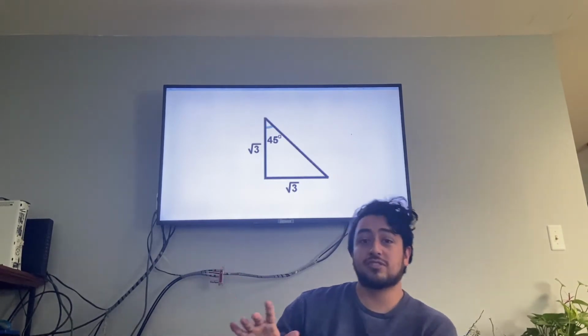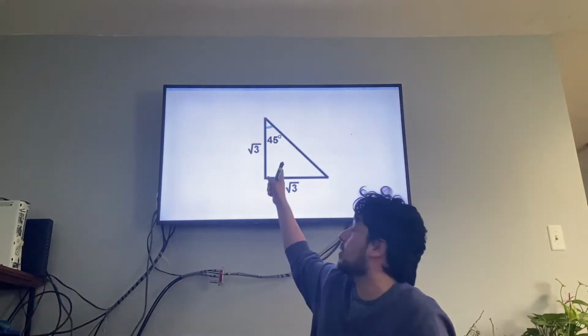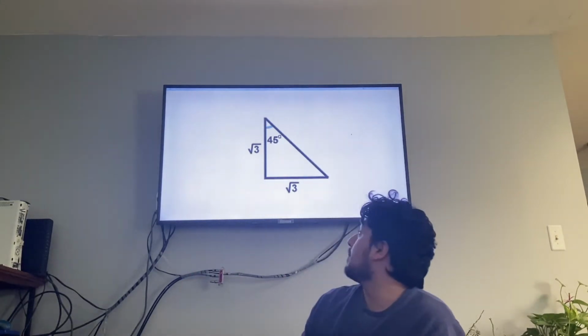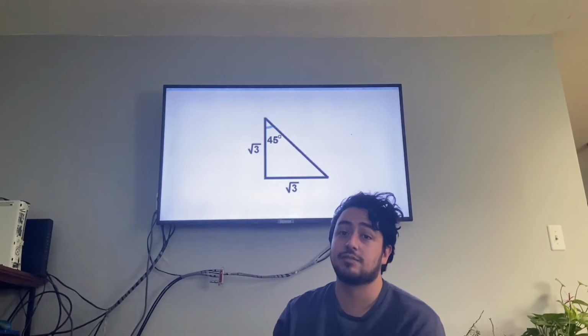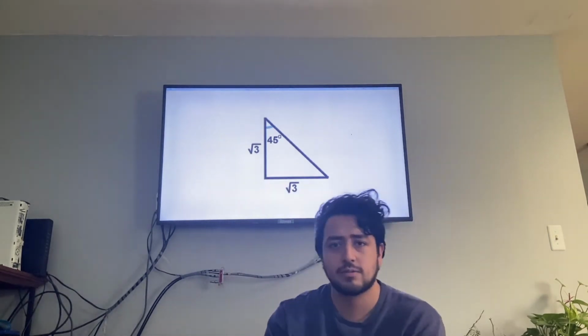It's a little blurry, but still same concept. It's yet another special right triangle. We could tell because of the 45-degree angle right up there. And the hypotenuse would just be whatever this leg is times the square root of 2. So in this case, it'll be square root of 6.